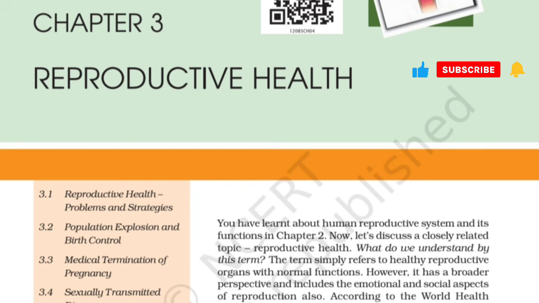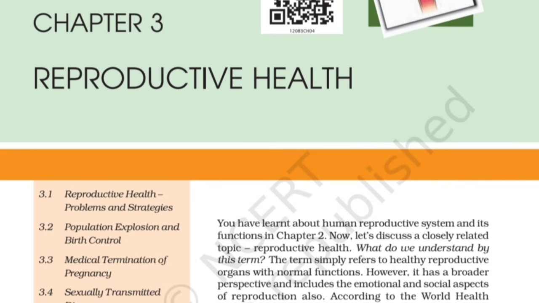Chapter 3. Reproductive Health. You have learnt about the human reproductive system and its functions in Chapter 2. Now, let's discuss a closely related topic, reproductive health. What do we understand by this term? The term simply refers to healthy reproductive organs with normal functions. However, it has a broader perspective and includes the emotional and social aspects of reproduction also.